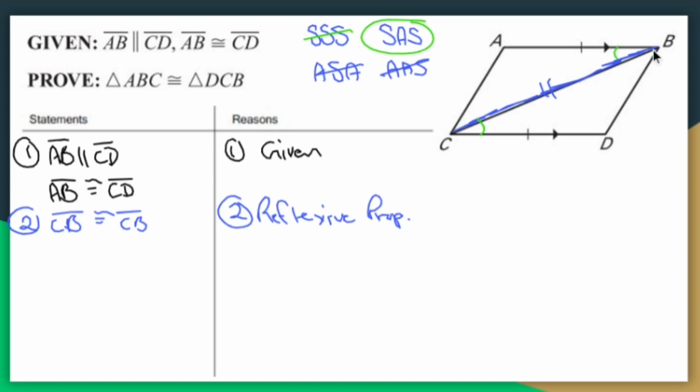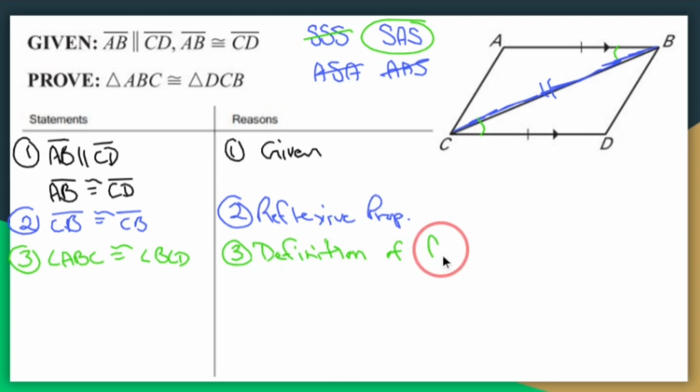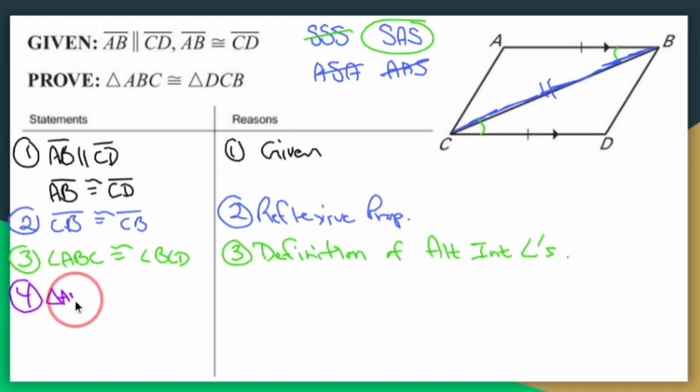Now I can say that angle ABC is congruent to angle BCD. And that is by definition of alternate interior angles. Those parallel lines make this happen. If your teacher lets you use shortcuts, take advantage of that. Now that I have a pair of sides, check. Another pair of sides, check. And the angle in between, I'm allowed to say that triangle ABC is congruent to triangle DCB. And the reasoning for that is side angle side. So this required a little bit of thought, not too much, but not so bad. I'm done.